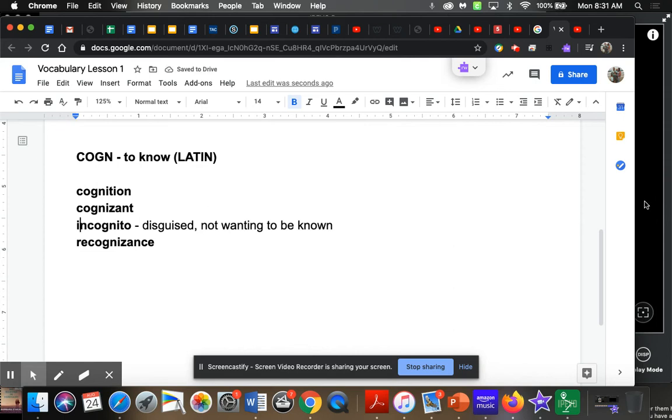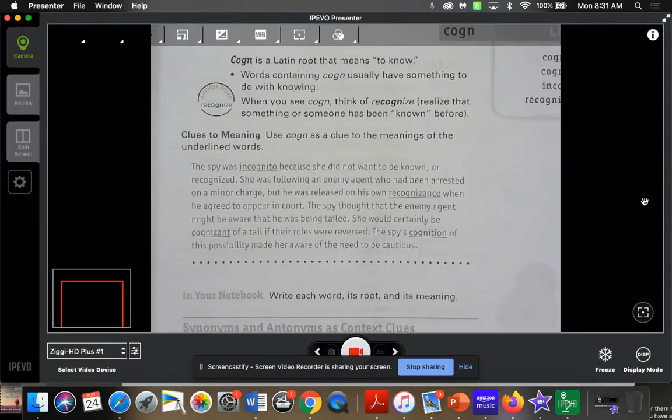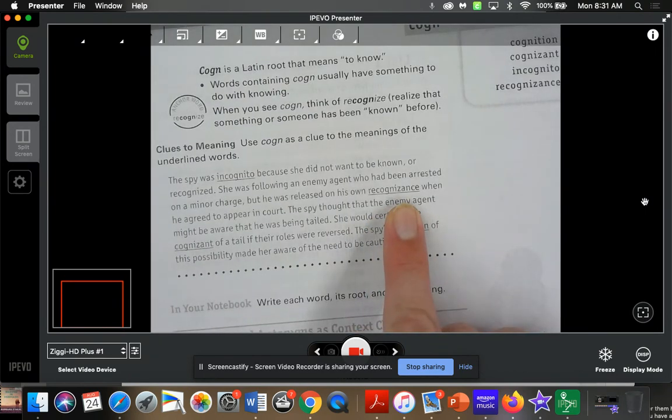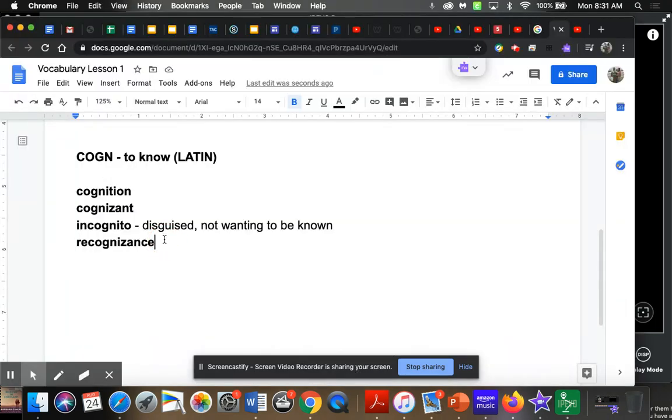The next one, he was released on his own recognizance when he agreed to appear in court. Has anybody heard that word before? When you agree to be released on your own recognizance. So typically this happens in court. If somebody is arrested, you would agree to be released. That means that I know that I have to show up in court. Okay. So recognizance means agree to make yourself known in court or show up, basically. I'll show up.